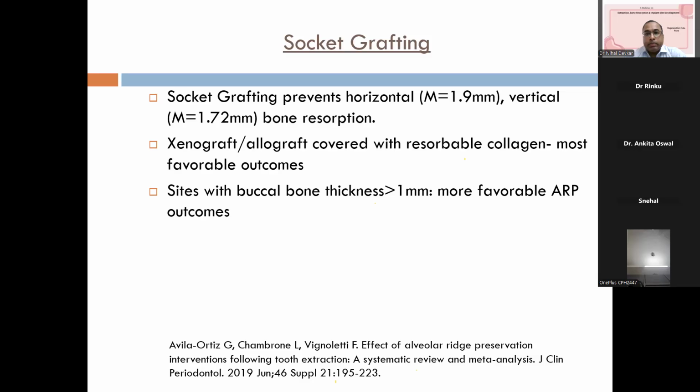Another study has mentioned that socket grafting prevents horizontal as well as vertical bone resorption by somewhere around 1.9, let's say around 2 millimeters. Most favorable outcomes have been observed with the use of xenograft, that is animal source, as well as allograft, which is covered with a resorbable collagen. Also, sites with buccal bone thickness of more than 1 millimeter have shown favorable socket grafting outcomes.